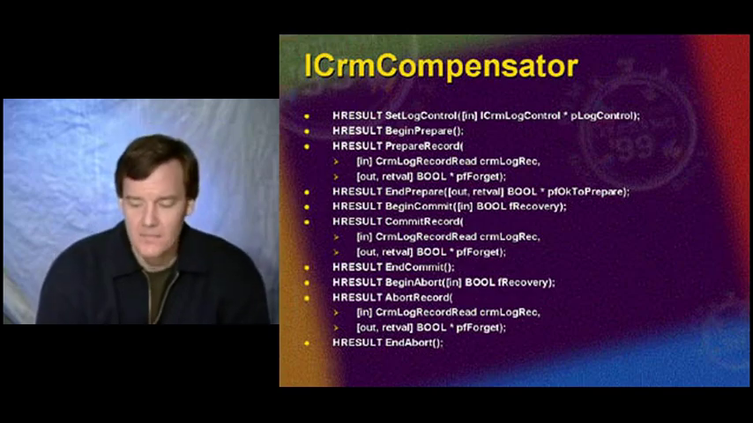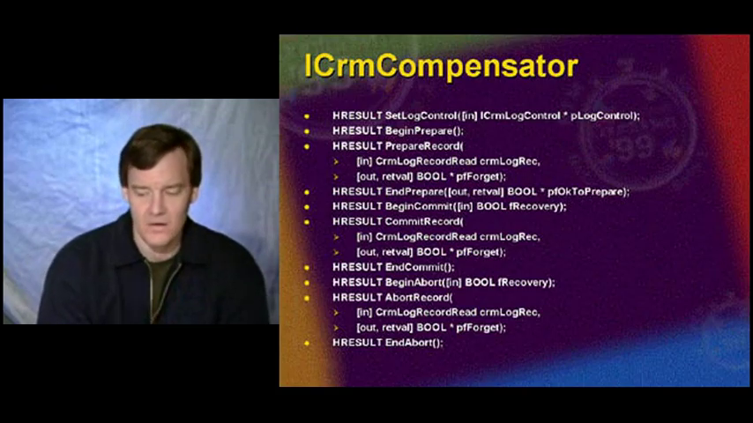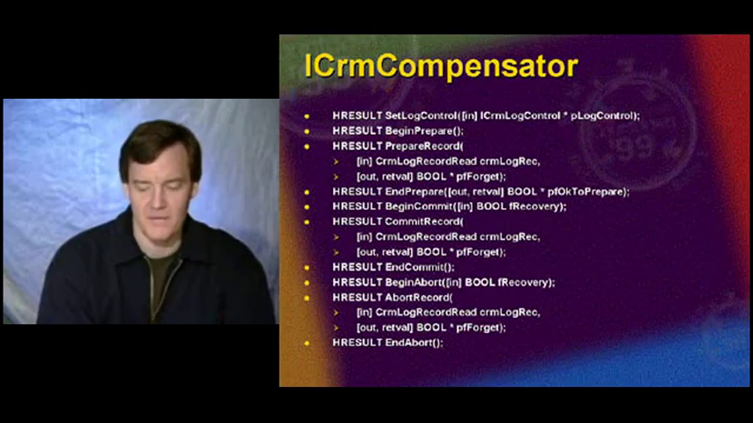So I'll just cover briefly the ICrmCompensator, take a quick look at this interface, and you'll see that the first method here is set log control, which is the way we give the ICrmLogControl interface to the CRM compensator. And you'll also notice here that we have the begin prepare, prepare record, and end prepare, and begin commit, commit record, and end commit.